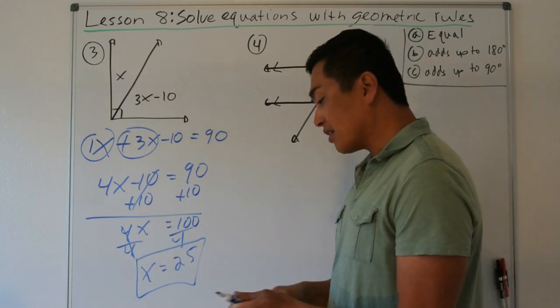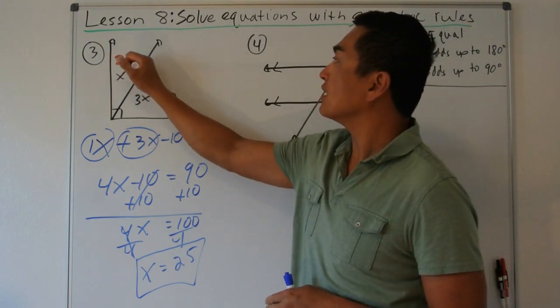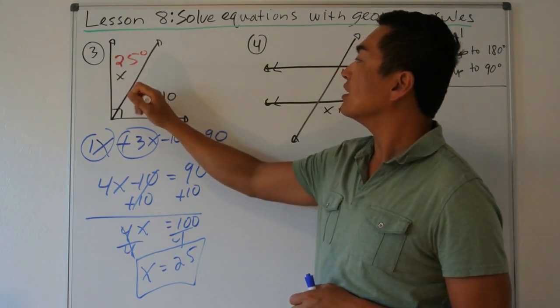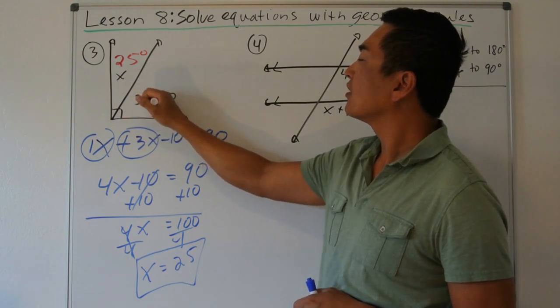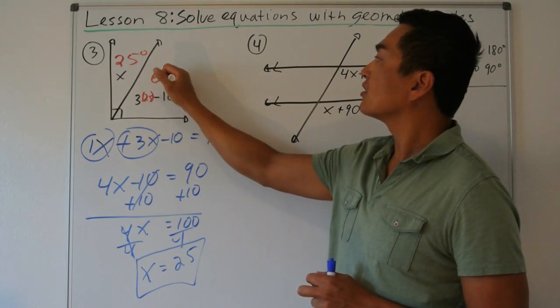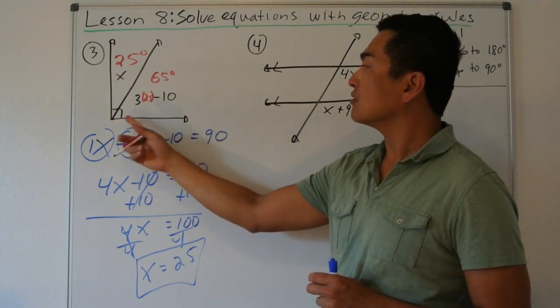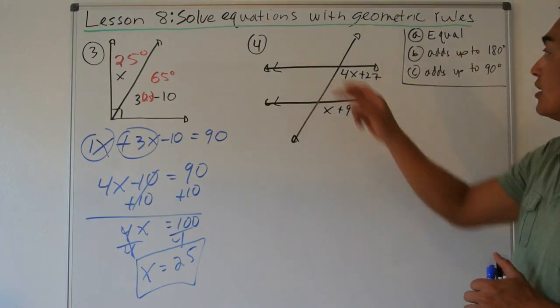Let's plug it back in. This one here is already 25 degrees. This one here is 3 times 25, that would give you 75 minus 10, which is 65 degrees. And as you can see, they add up to 90. Let's go on to number 4.